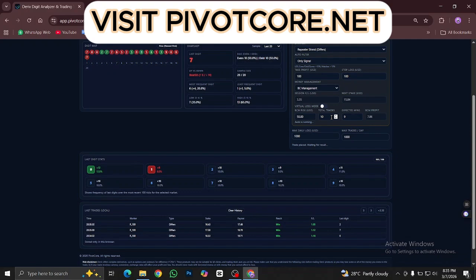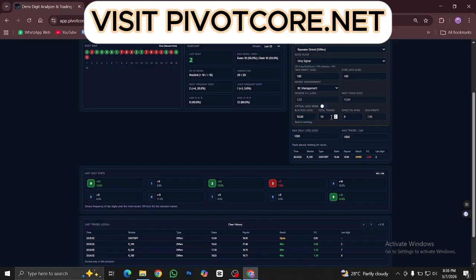The system is following a strict mathematical model. Even if one trade doesn't go our way, the risk management tools ensure our capital stays protected. This is the difference between gambling and professional automated trading.